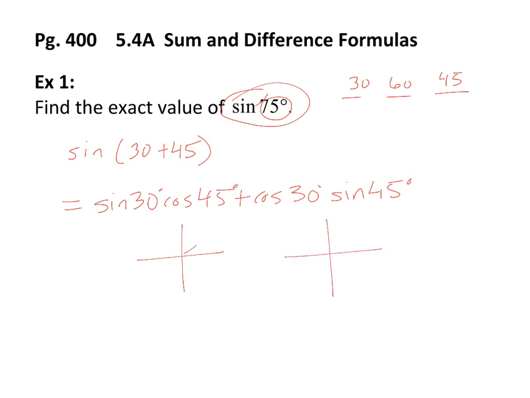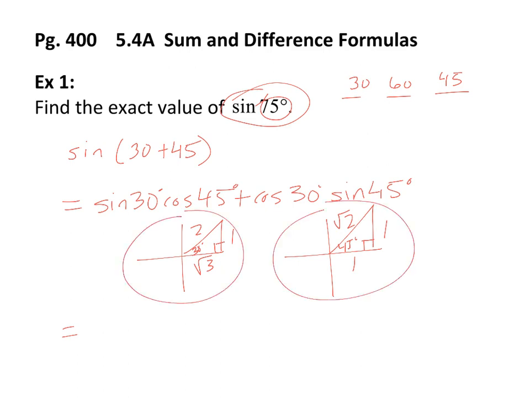So rotate 30 degrees. There's this triangle. Now I could label it 1, square root of 3, 2. Rotate 45 degrees. I have this triangle, 1, 1, square root of 2. Okay. Now this is a triangle for 30 degrees. This is the triangle for 45 degrees. Now just apply the trig functions based on those angle measurements.